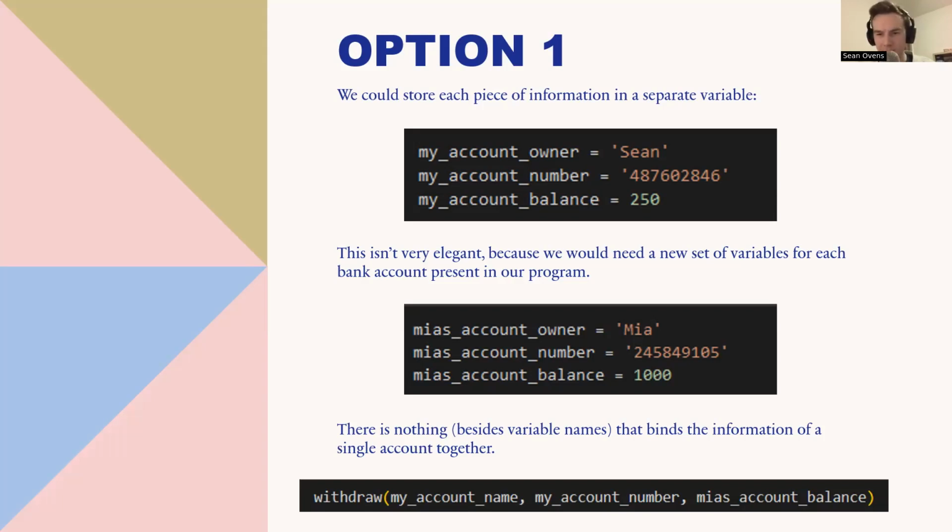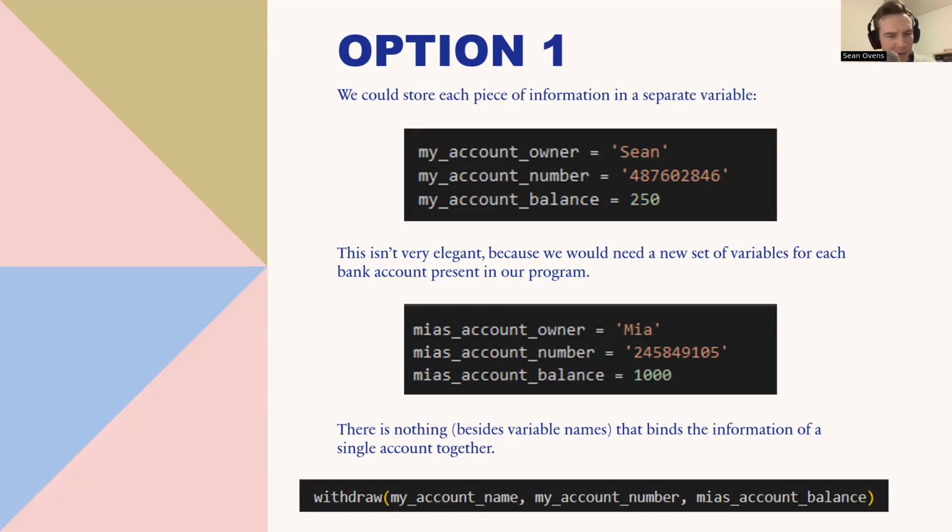Another slightly more subtle issue is that there isn't actually anything besides the variable names that binds the account information together, right? This is a problem because let's imagine we have a withdraw function that works on our bank accounts. What the withdraw function does is it takes an account name, a number, and a balance as arguments, and then it just takes some amount of money out of our bank account.